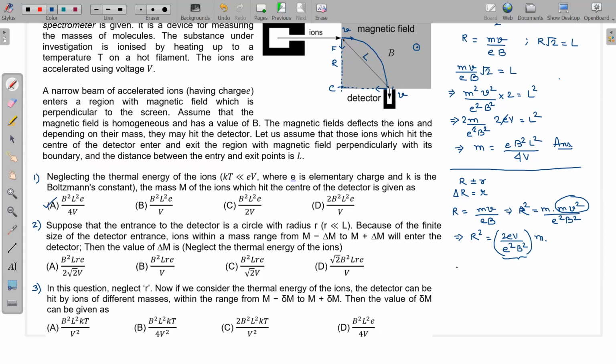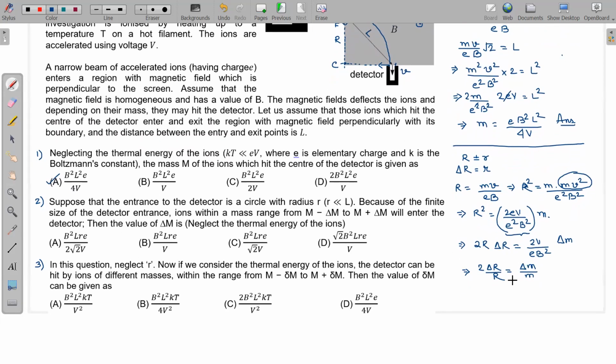So if I differentiate this expression, I'll get 2r times delta r equal to 2V divided by E times B square into delta m. Now you divide this expression by r square. If you divide this expression by r square, you will get 2 times delta r by r, which will be equal to delta m by m. So this is simple mathematics. You can divide this expression by r square, you will find this expression. So from here I can say that the value of delta m is 2m by r times delta r.